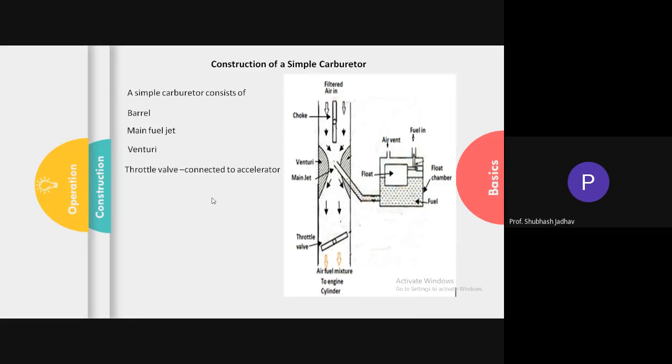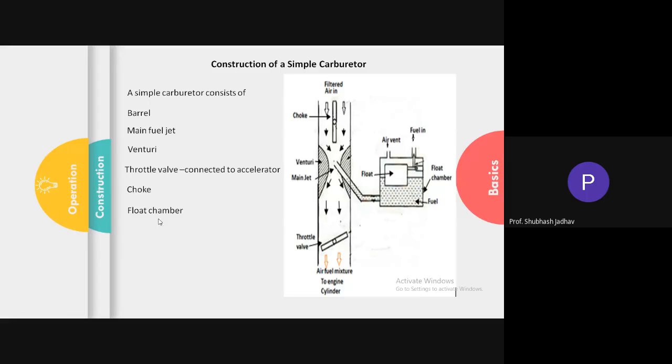Then we have what we call a throttle valve. So the throttle valve is this. The throttle valve ensures that a proper quantity of air fuel mixture is being supplied to the engine as per requirement, and for that it is connected to the accelerator. So when we push the accelerator, it is expected that more air fuel mixture is going into the engine. Therefore, more power can be produced. We have a choke on the air side, the inlet side of the barrel of the carburetor.